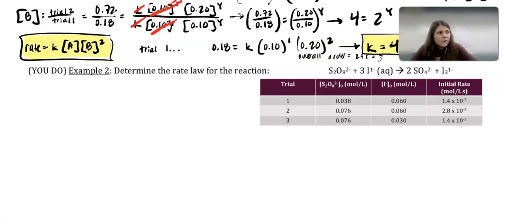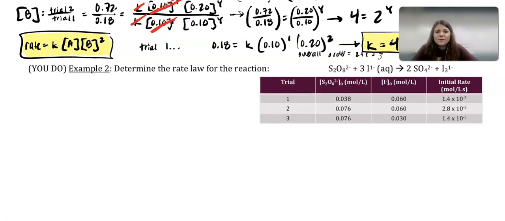All right, so I do have a you-do problem, okay? Here, determine the rate law. It doesn't tell you to solve for K, but I do want you to solve for K just for good practice. So why don't you pause the video, try this out yourself, get the rate law expression, and then get the value of K with the correct number and units for that K value based off the overall order, okay? All right, so pause the video, try this out yourself.